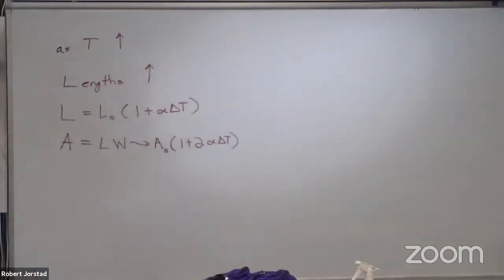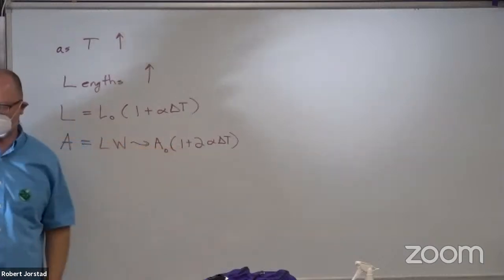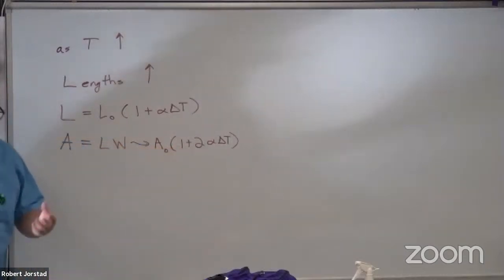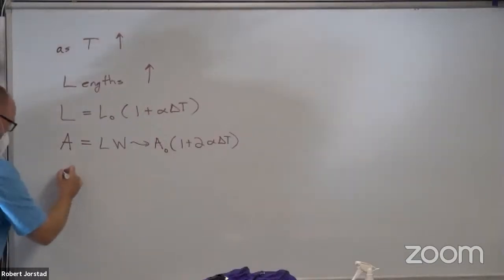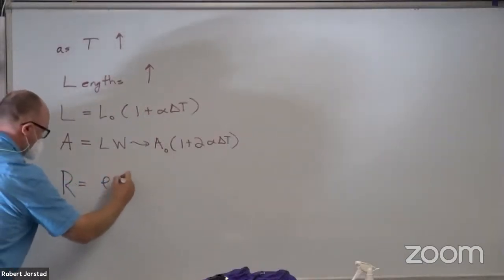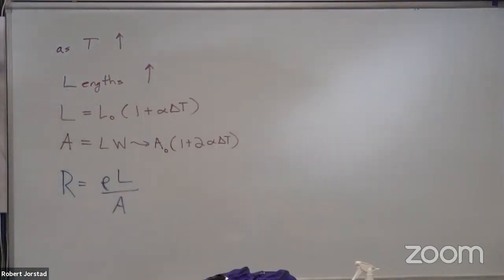All right, and we can discuss that more later. I'll work it out if you need it. But the idea is lengths are going to increase a little bit. Areas are going to increase twice as much. So now in this case, let's look at our equation. Resistance equals rho L over area. When it gets hot, what happens? And let's assume we're talking about metal.